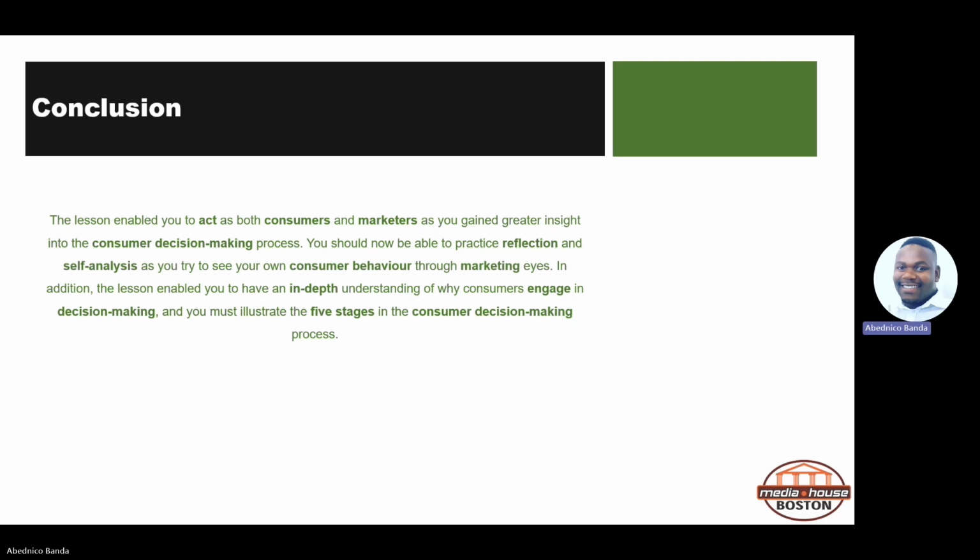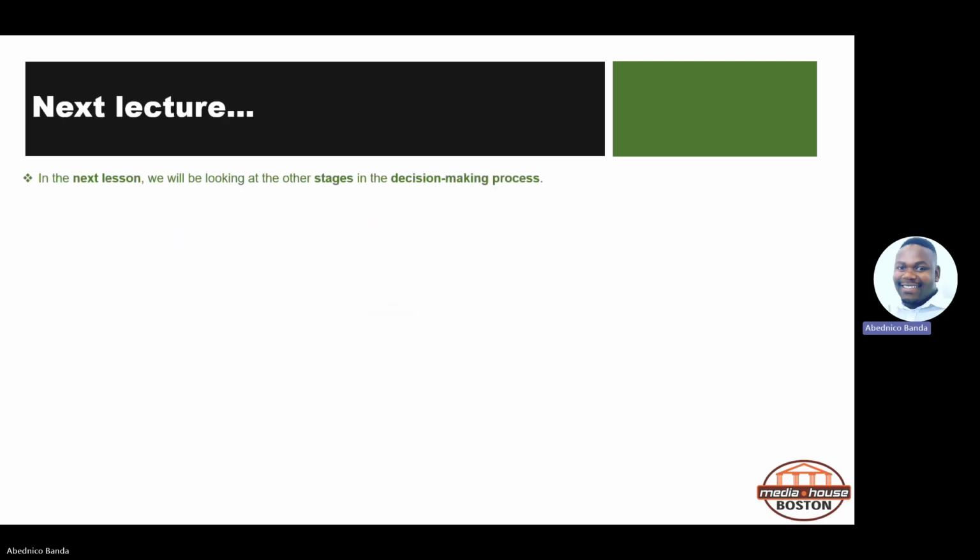So we spoke about problem recognition in the previous slide. We spoke about information search. In the next lesson, we are going to talk about the remaining stages in the decision-making process, namely evaluation of alternatives, product choice, and post-purchase behavior.